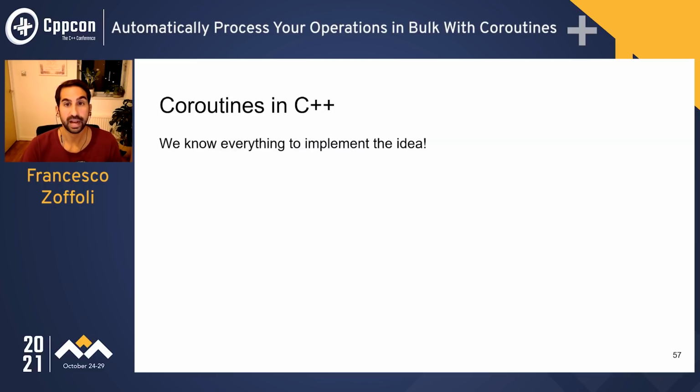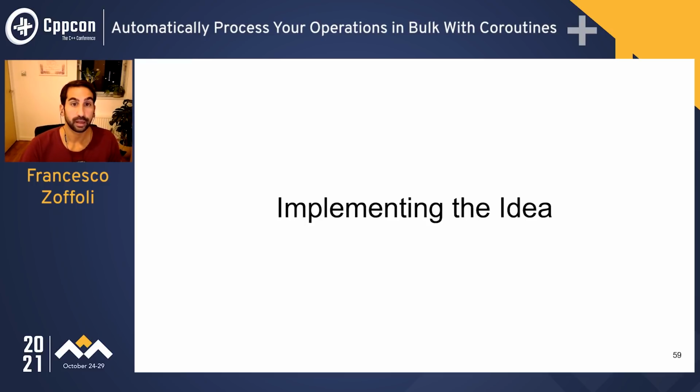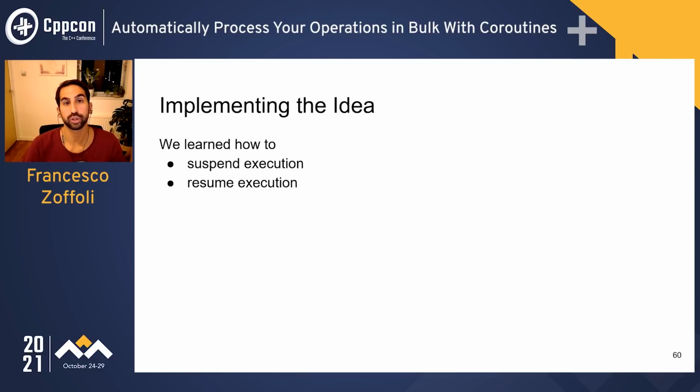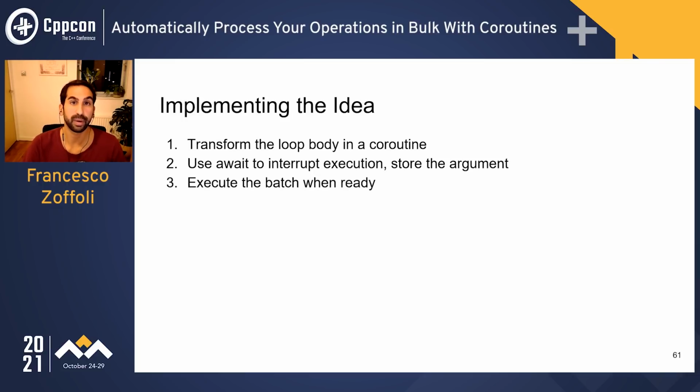Now we have everything we need to implement the idea. I'll skip because I see there are no questions. Let's look into implementing the idea. We learned how to suspend execution and how to resume the execution. So what we want to do is transform the loop body of the for loop that we saw earlier into a coroutine. We want then to use co_await to interrupt the execution and store the argument to the call. Then we are going to execute the batch when it's ready, and we are going to resume the execution with the result.